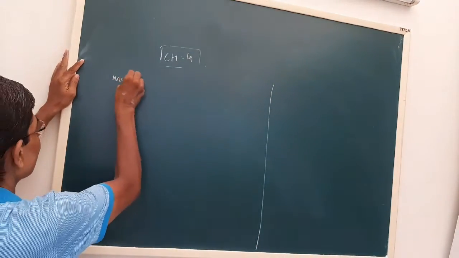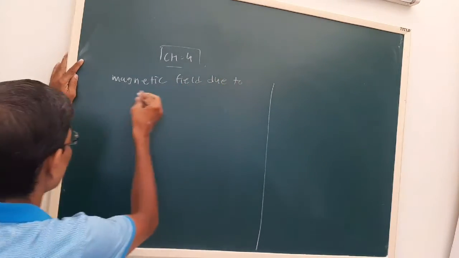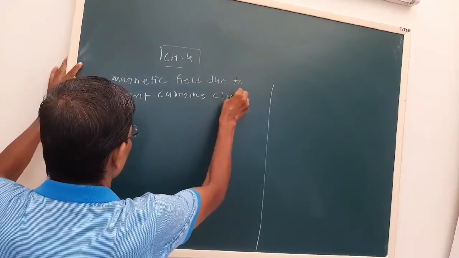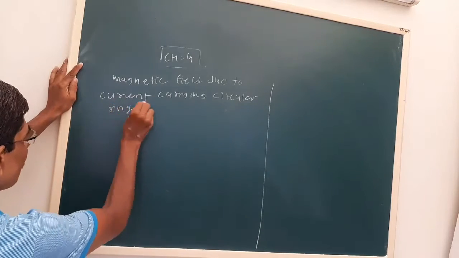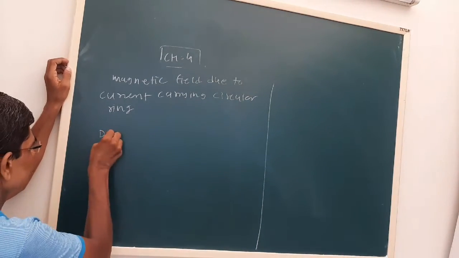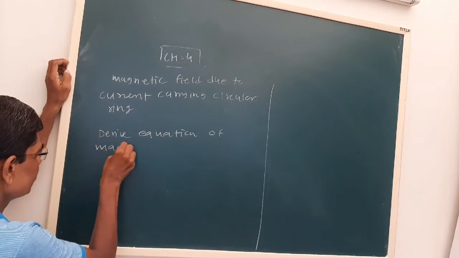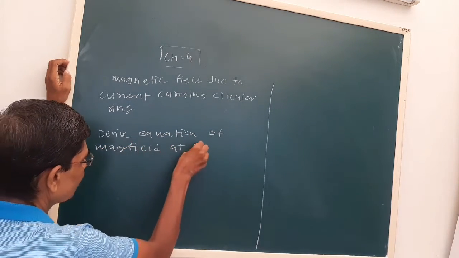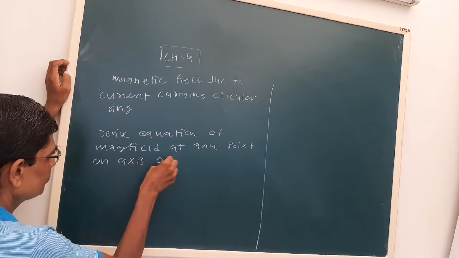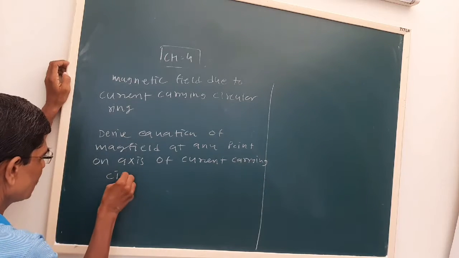So there is a magnetic field due to current carrying circular ring. Now the question can be asked like this also: derive the equation of magnetic field at any point on axis of current carrying circular ring.